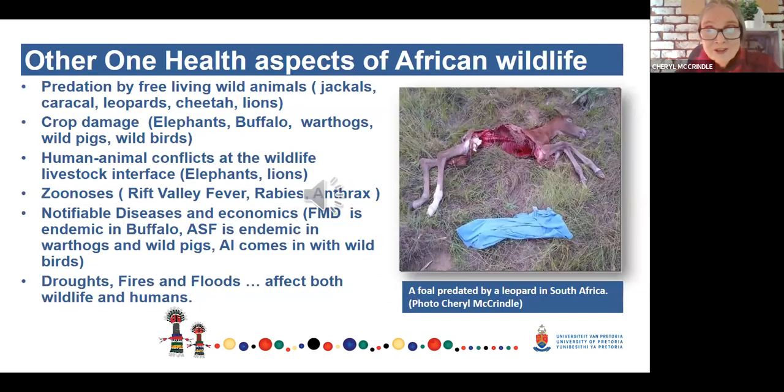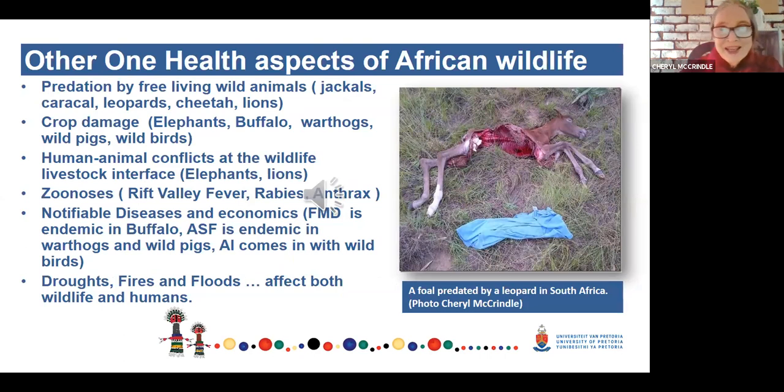I thought it might be interesting for you to think about a few other things which are other One Health aspects of African wildlife. The picture on the right is a foal belonging to one of my clients. It was taken by a leopard. We actually have leopards on our own farm. So you can see the typical way in which a leopard predates on livestock. They leave the legs and the head, and they just eat the intestines and the abdomen.